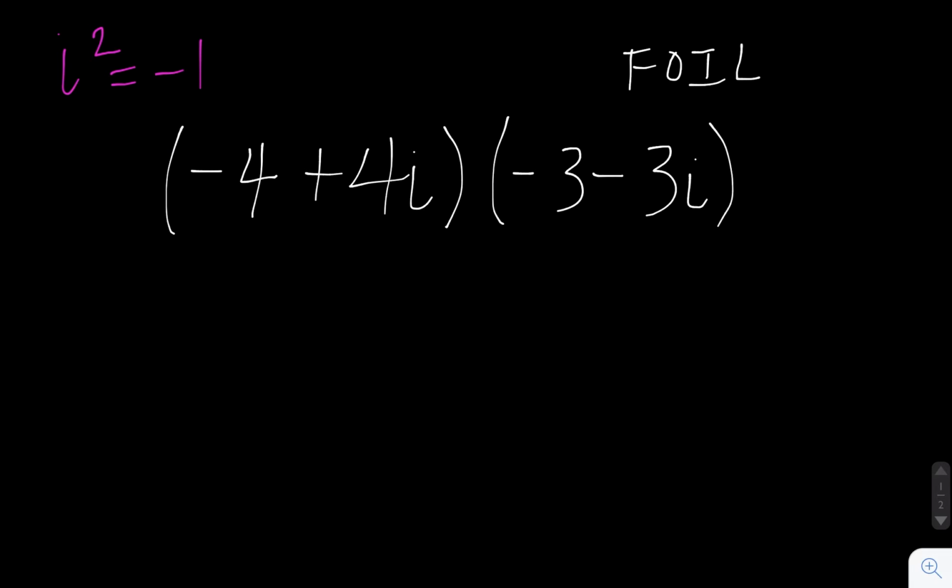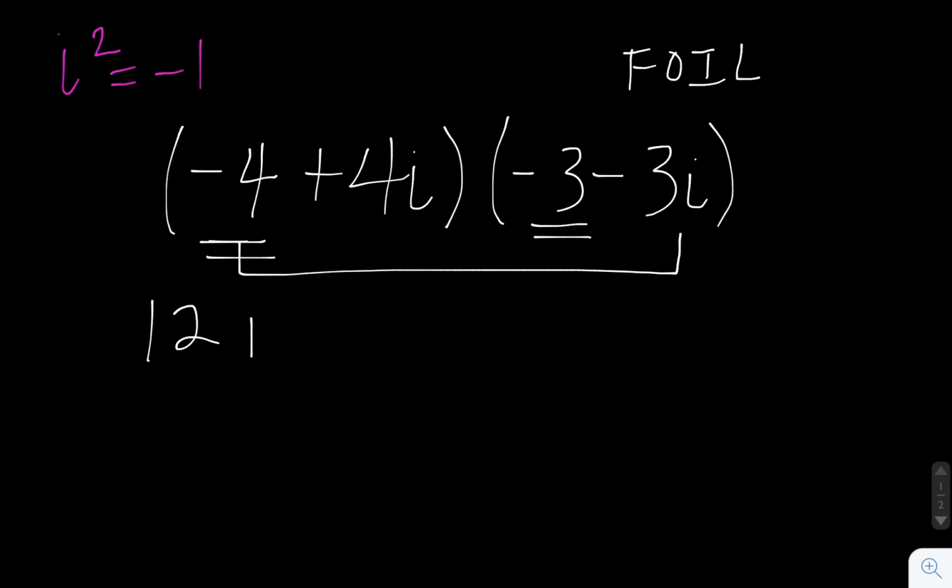First, first we'll do first. That's what the F stands for. So that would be our -4 times -3. -4 times -3 is a +12. Then we do our outside. So that would be -4 times -3i. So -4 times -3i will be a +12i.